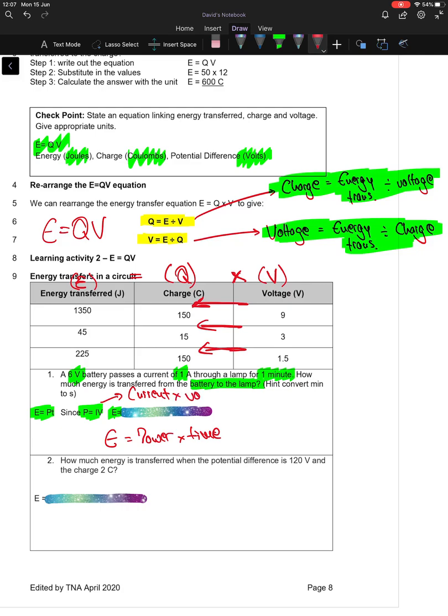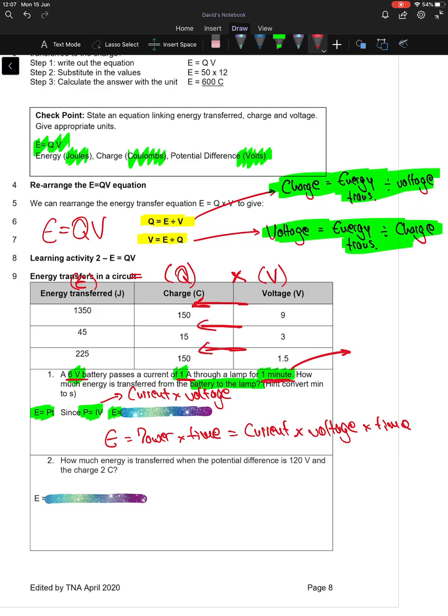We know that power equals current times voltage. So we can also know that energy equals current times voltage times time.